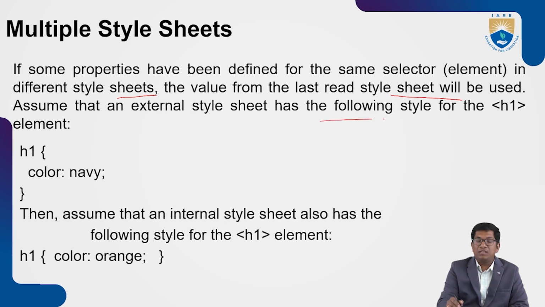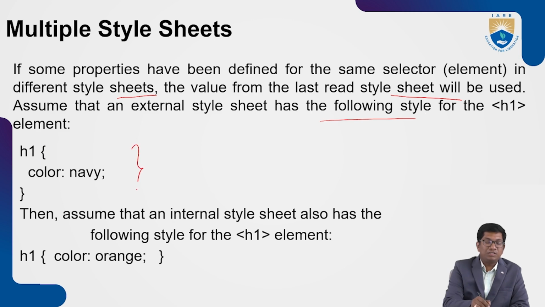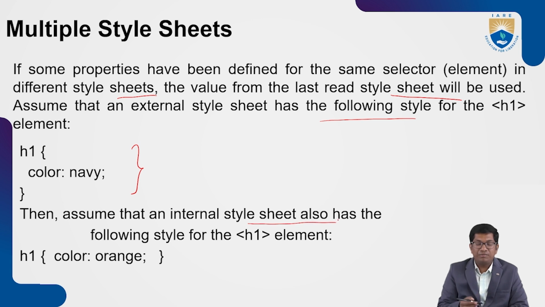Assume that an external style has the following style for the H1 element. So here, for the H1 element, we have given the color navy. Then assume that an internal style sheet also has the following style for the H1 element. So this one is internal, where we have given H1 color orange. So this one is external, and this one is internal style. So which one will it apply finally? The color is orange.